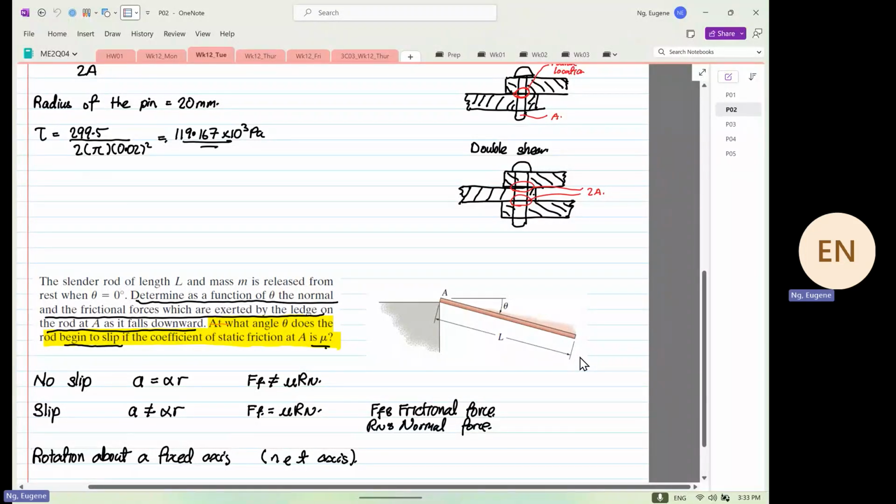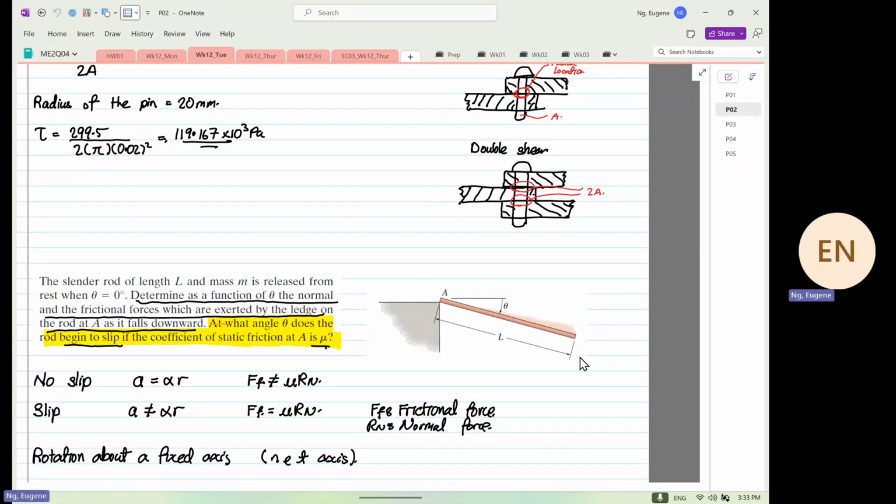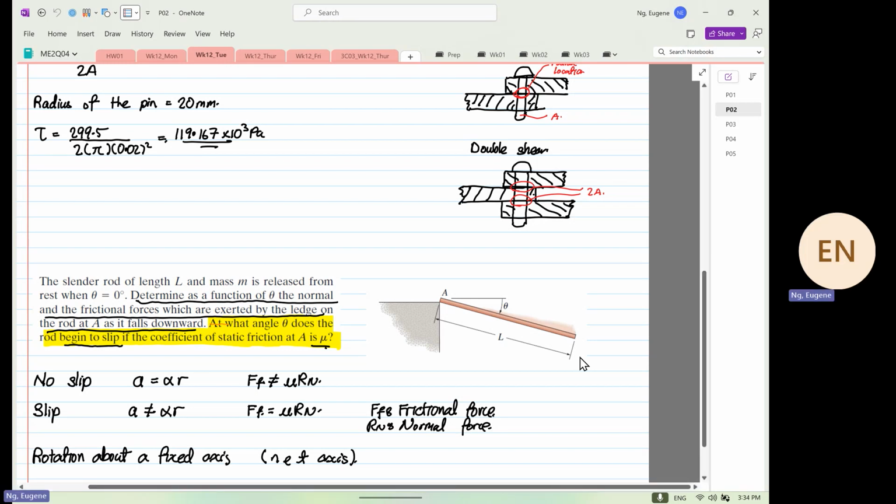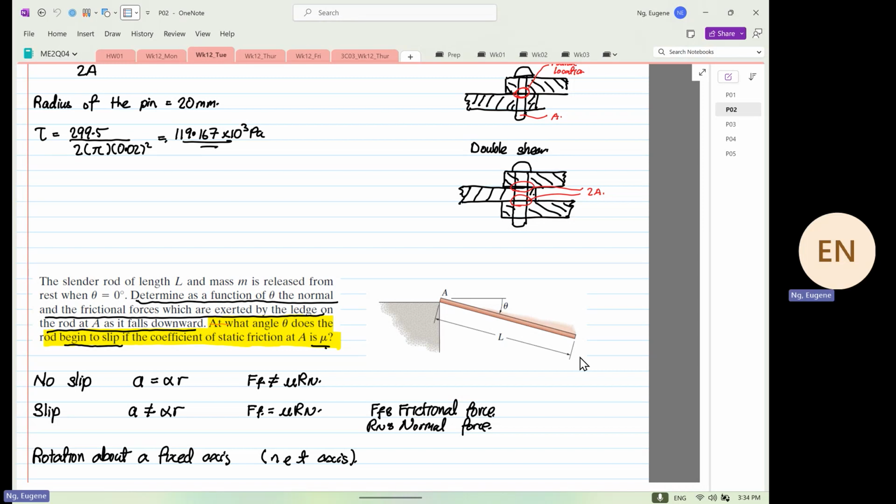So yesterday, we started on a problem of a slender rod of length L and mass M that is released from rest when theta is equal to 0. Determine, as a function of theta, the normal and frictional forces exerted by the edge at A on the rod as it falls downwards. At what angle theta does the rod begin to slip if the coefficient of static friction at A is mu?